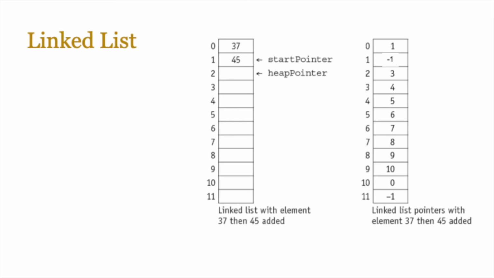So let's add another item. In this case we add item number 45. Now the start pointer is obviously moving on to the second item because that's where we've added an item, and the heap pointer moves down, so that means the heap item can be added at position number 2, and we currently keep everything as it is because 37 and 45 are in particular order.